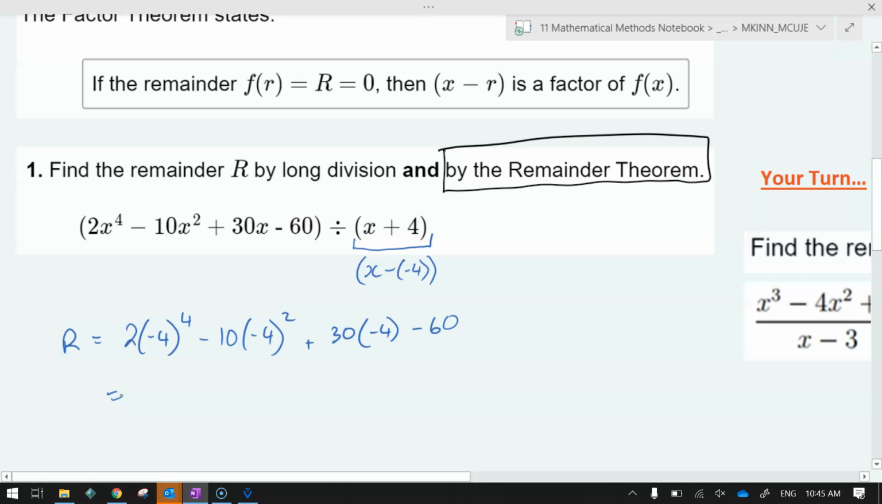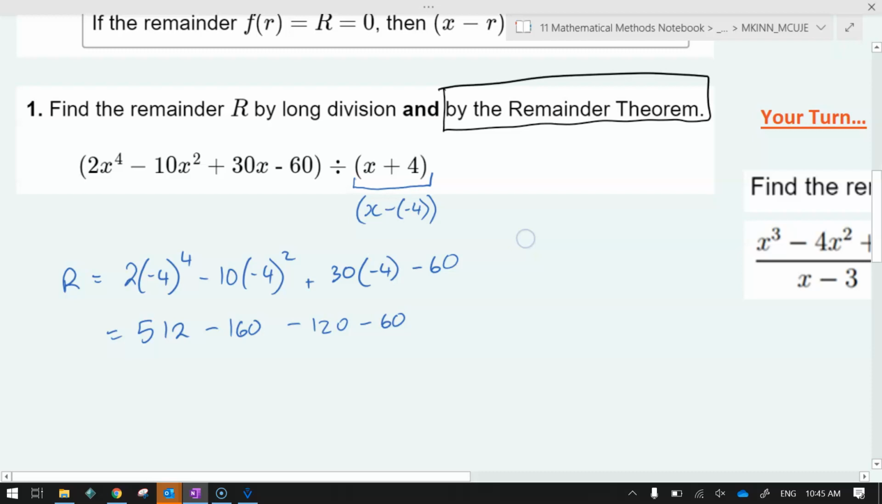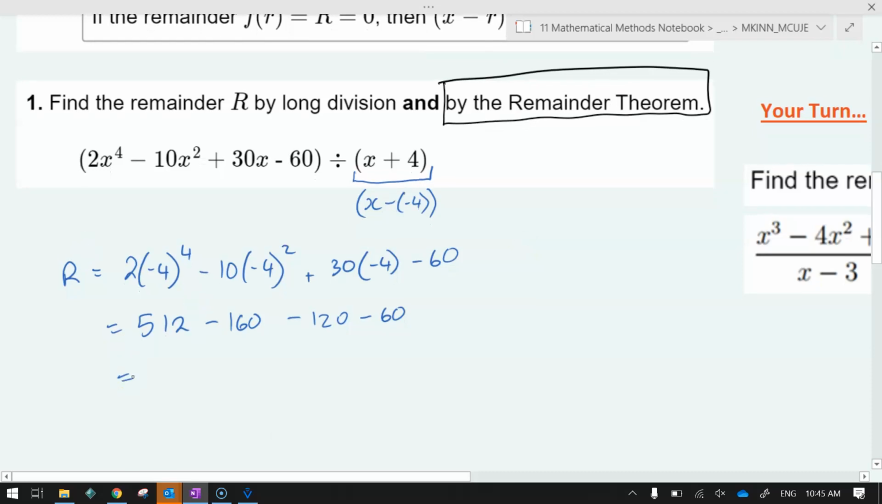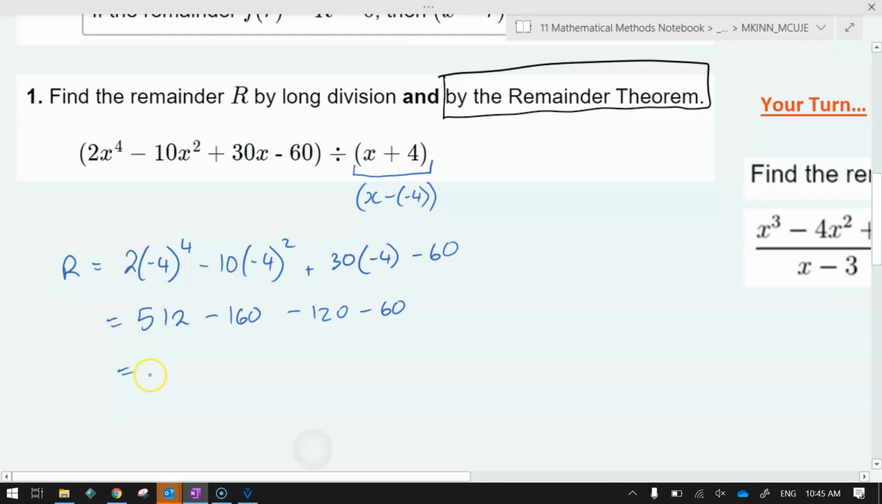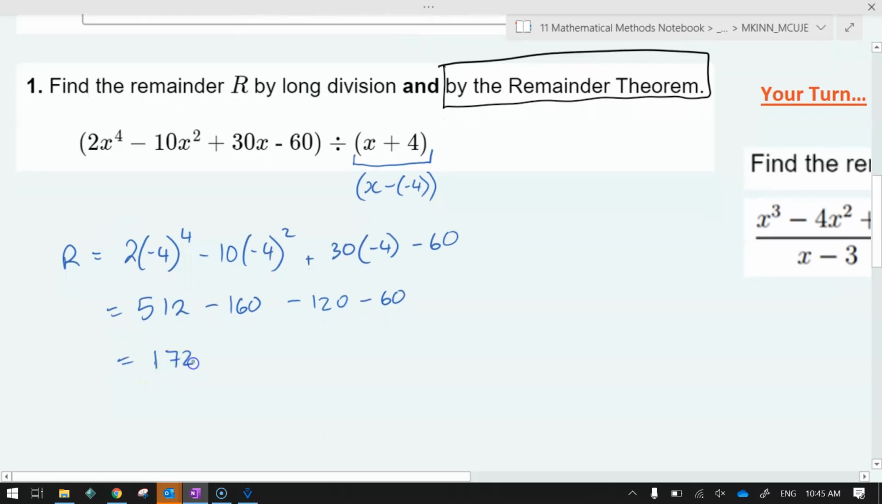Four, 16, 64, 256 by 2, that's 512. What's that? 280 and 60, 340. So 172. Someone better check my calculations on that. That's the remainder. So it's a lot nicer than going through long division and finding those big numbers in my division. That would be difficult.